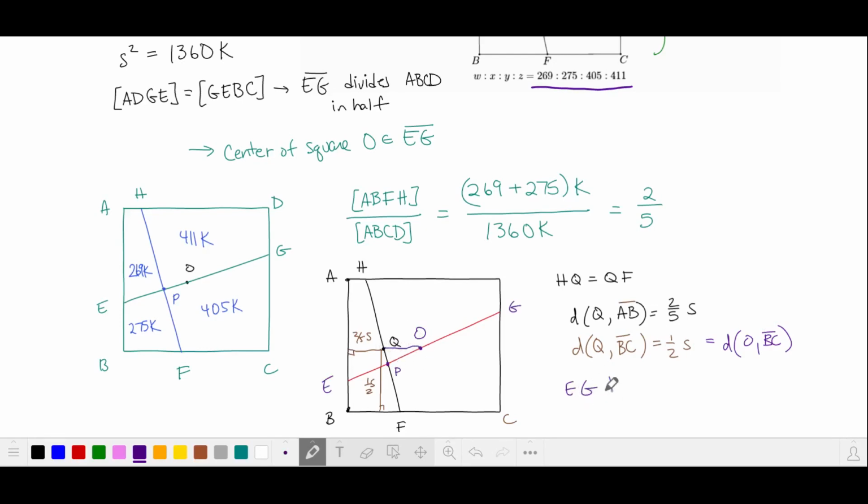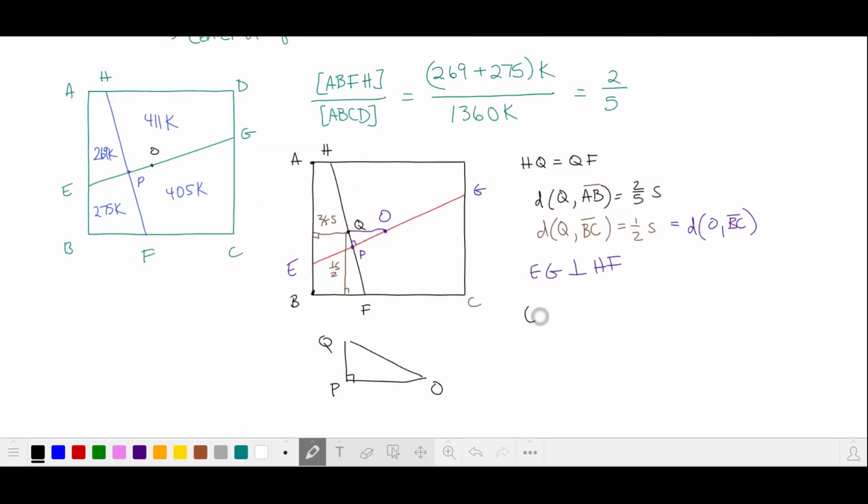We have that EG is perpendicular to HF, so we have a right angle here at P. The distance from O to Q is half of the side length, the distance from O to any of the 4 sides, minus the distance from Q to side AB. So this distance is S/10, and that's the hypotenuse of this right triangle.